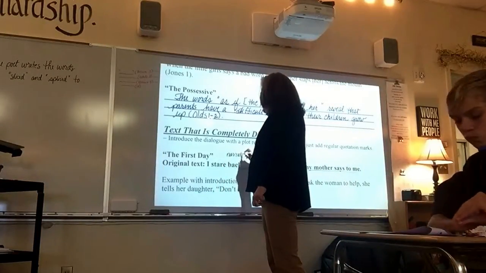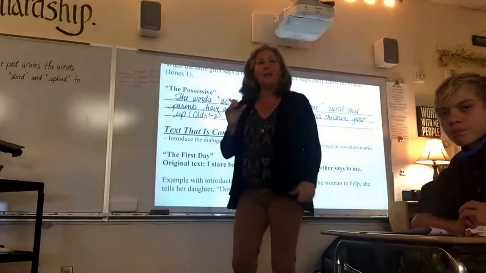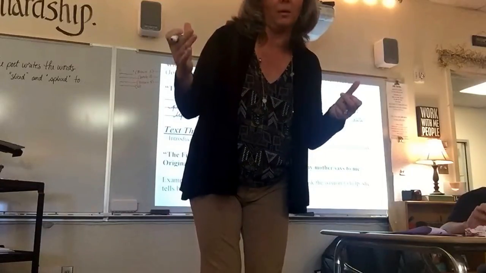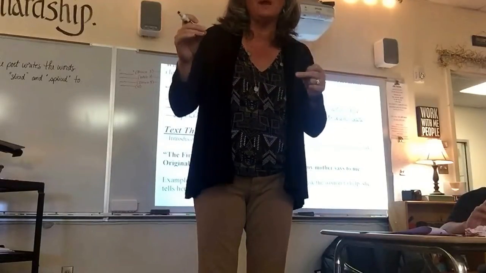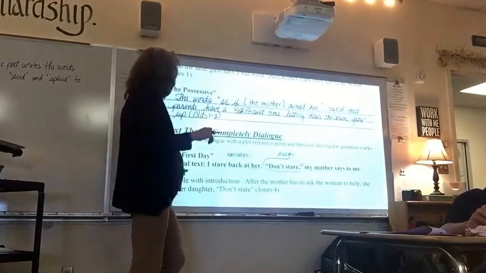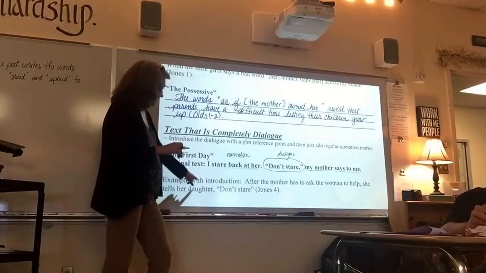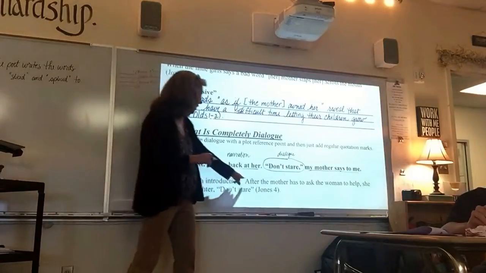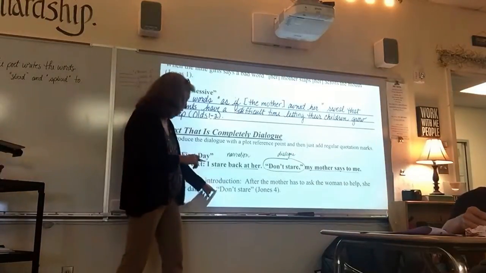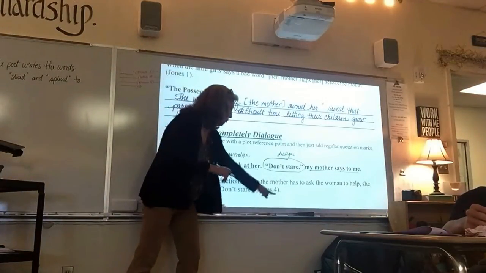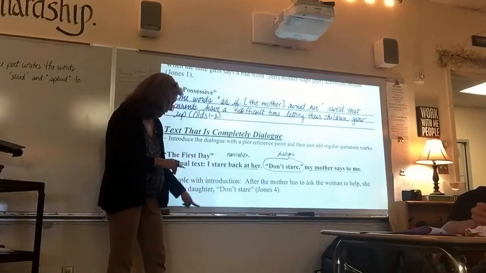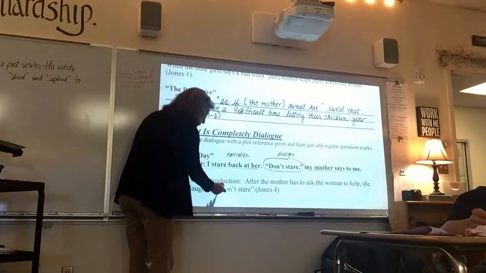Now, when you're writing your textual evidence, you may want something someone said in your analysis to prove something, okay? How do you put it in there if dialogue has quotation marks around it? Well, here it is. This is an example with introduction. After the mother has to ask the woman to help, she tells her daughter, quote, "Don't stare," Jones 4. Now, we know that that's from the story and it's dialogue, okay? And it works.